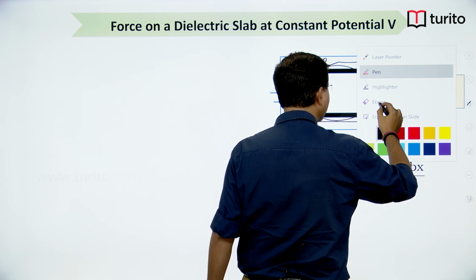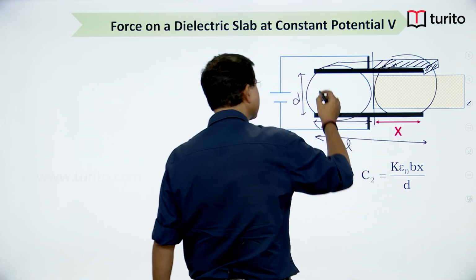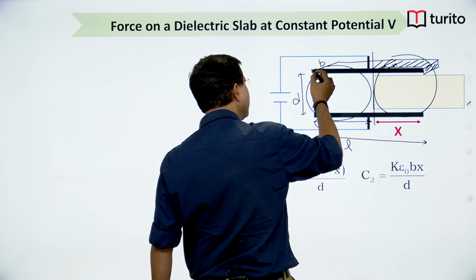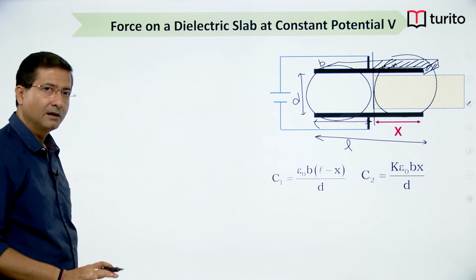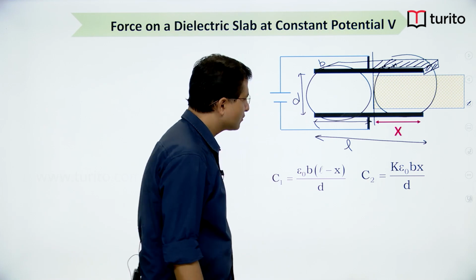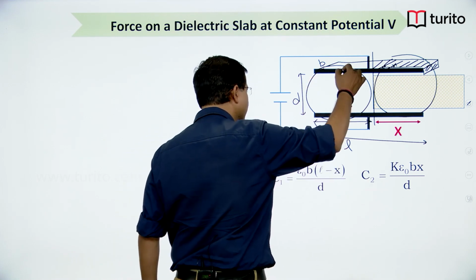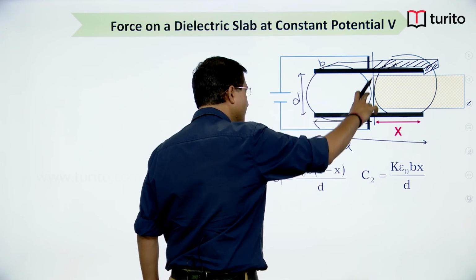Instead of a square plate I can also consider this as B and this as L. So, surface area will be B into L, okay, that way I am writing the expression. So, for this capacitor, epsilon naught B in bracket L minus x by D will be the capacitance of this one.